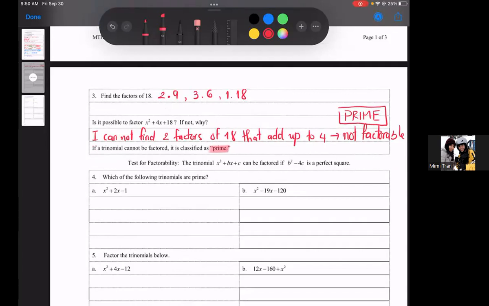All right, so now how do I know which one is factorable, which one is not, without doing the AC method thing, without doing the product itself, right? So the next step tells you the test to be able to tell which problem can be factored and which cannot. So the test here is that the trinomial x squared plus bx plus c can be factored if b squared minus 4c is a perfect square.